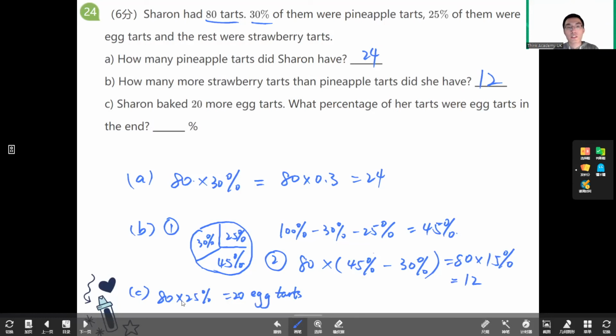And she baked 20 more egg tarts. The egg tarts will go both to the egg tarts and to the whole as well. So for the fraction, it will be 20 plus 20. We have 20 more egg tarts, but in total we have 20 more tarts as well. No matter what type it is, we have 20 more tarts. So it's 80 plus 20. We're adding 20 to both the denominator and the numerator. That will be 40 over 100, and the new percentage will be 40%. And that's question number 24.